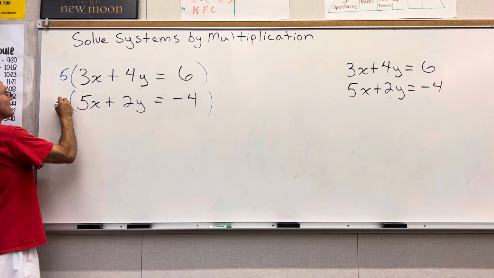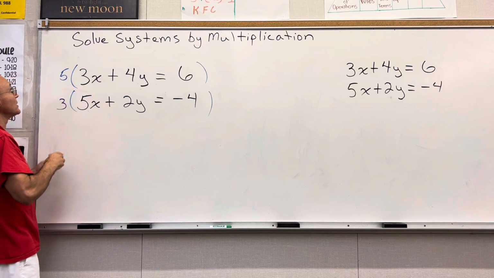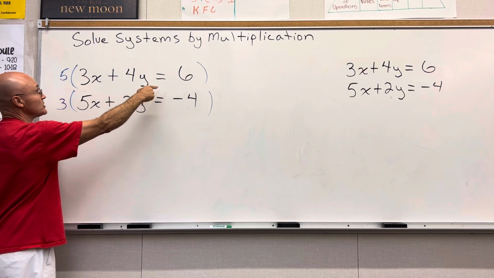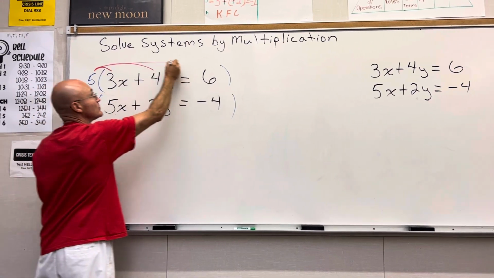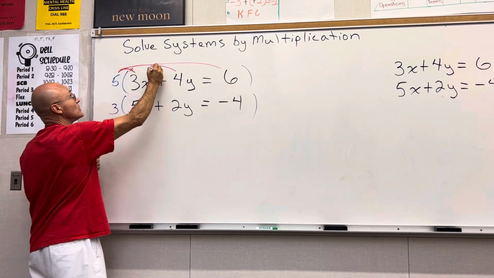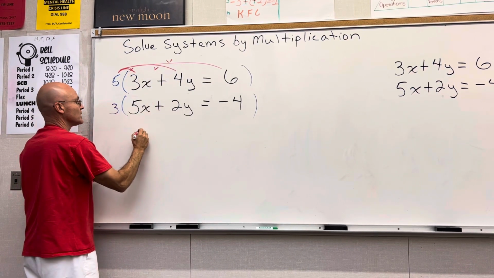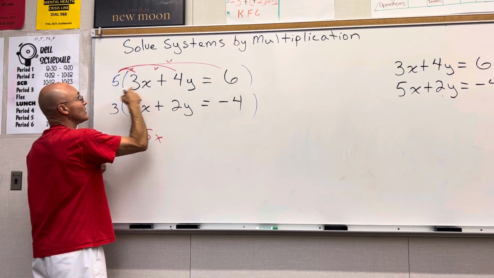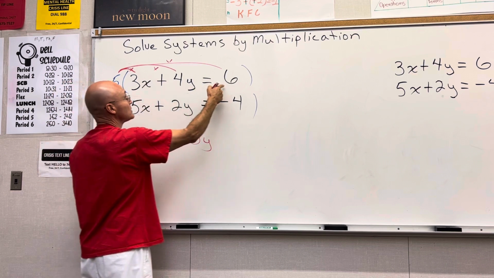And we're going to do some math that I've already taught you guys. It's called the distributive property. So this top equation, we're going to distribute the 5 to all 3 of them. Rainbow property, if you remember. So I'm going to rewrite this guy. 5 times 3x is 15x. 5 times 4 is 20y. And 5 times 6 is 30.